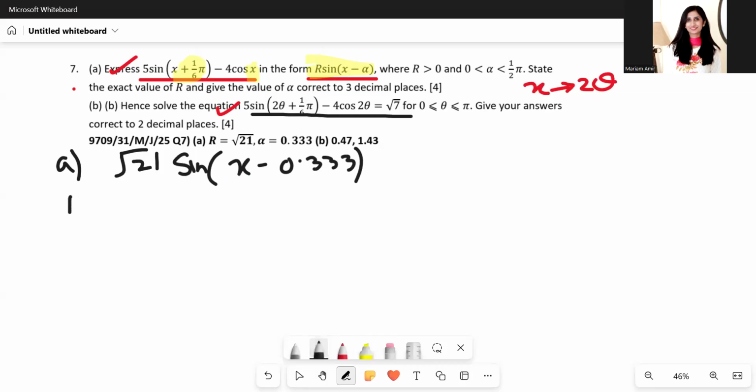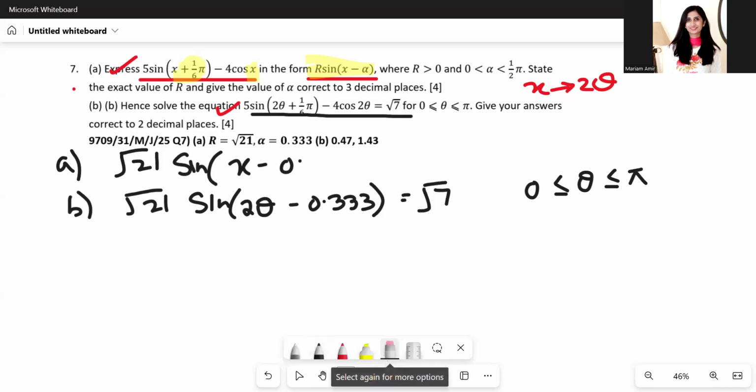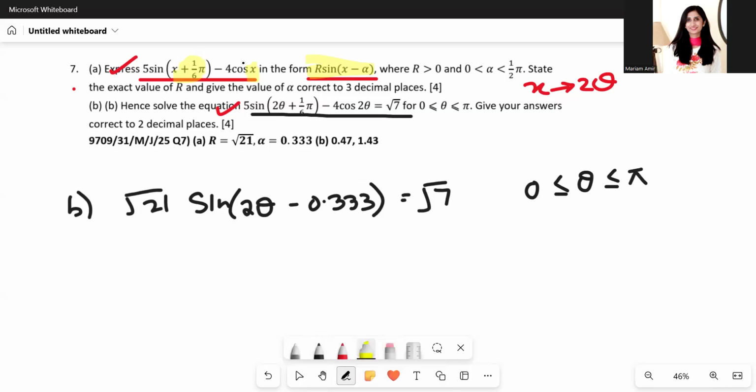And we write square root of 21 sine 2 theta minus 0.333 equals square root of 7. And the given domain is theta is between 0 and pi. Okay. Now we solve this equation. Again, we have an issue. This input argument is not in terms of theta, and this domain is in terms of theta. We first need to change this into the same values.